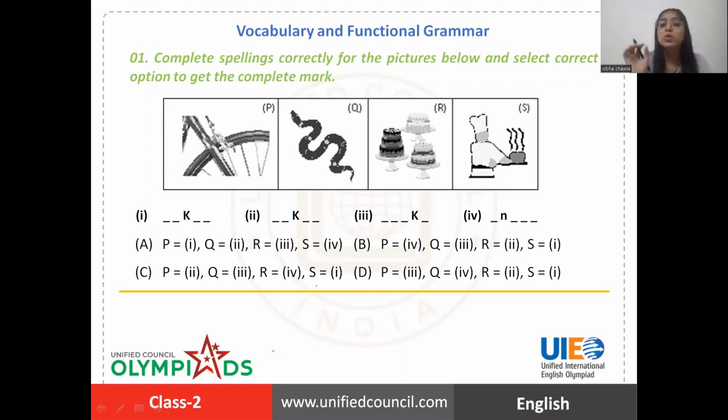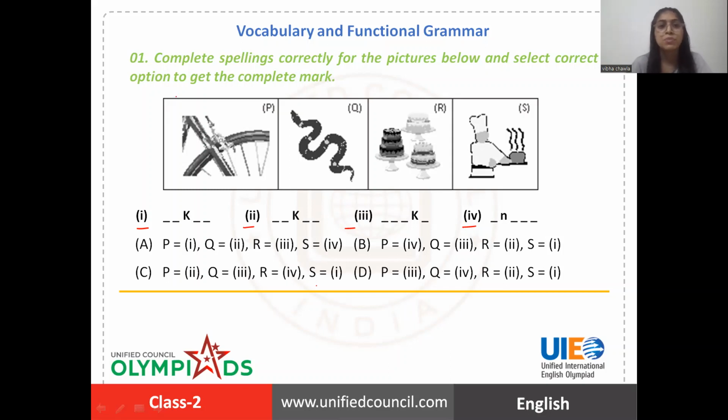Then you have to place those spellings in the options given, 1, 2, 3 and 4. Then you have to see which spelling can be placed perfectly in which of these 1, 2, 3 or 4, and accordingly choose the right answer, A, B, C or D. Firstly, I'll tell you the names of all these pictures.